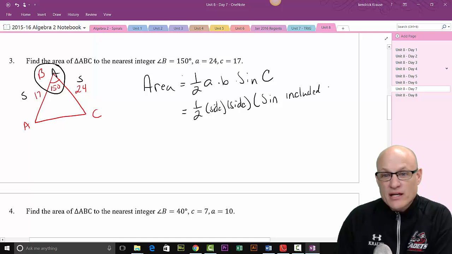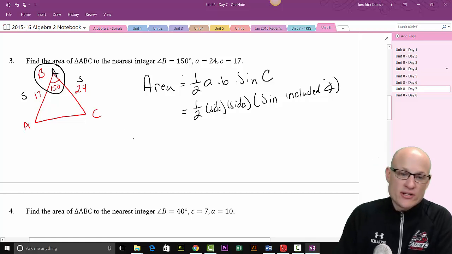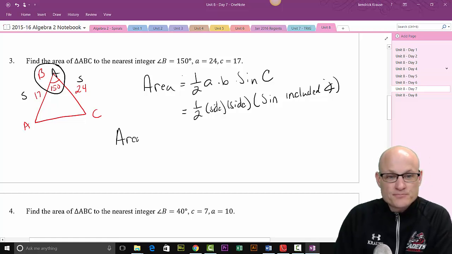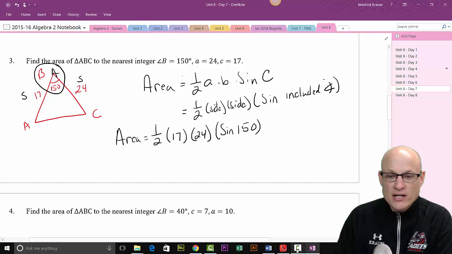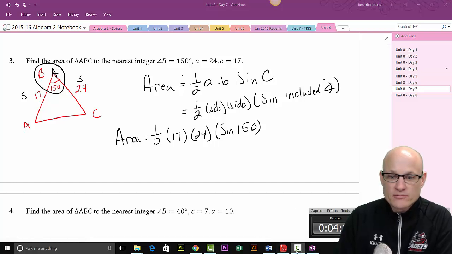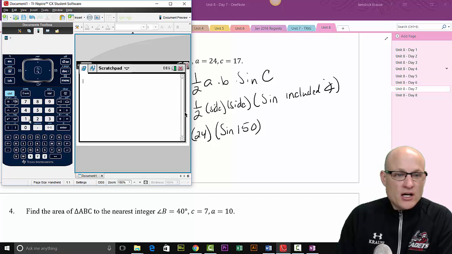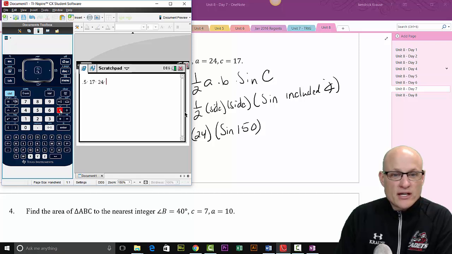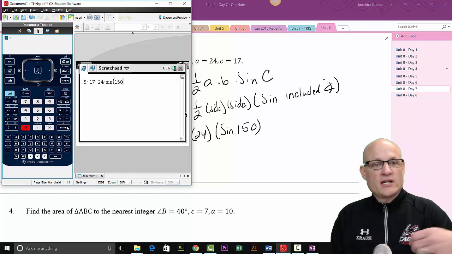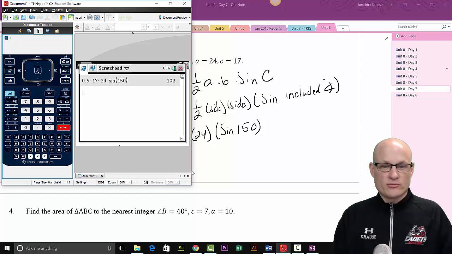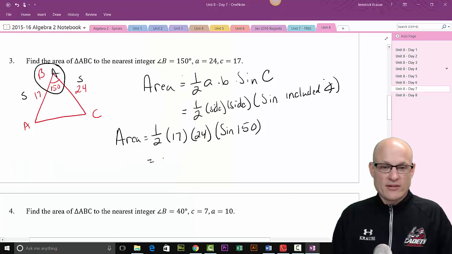So in this case, my area is equal to 1/2 times 17 times 24 times the sine of 150. Grab my calculator. That's not my calculator. 0.5 times 17 times 24 times the sine of 150. And it's exactly 102. Wow, weird. Oh, that's because the sine of 150 is a half. So this is 102. Done.